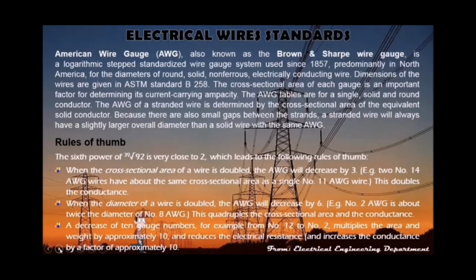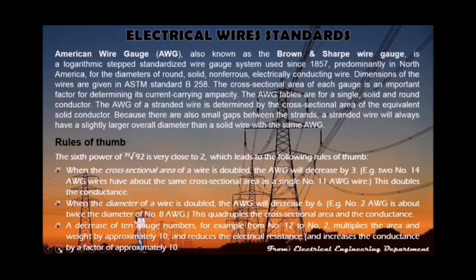Kaya salamat sa American wire gauge, it's easy for us to determine kung ano ba yung kailangan natin gamitin. Tapos sa AWG, may rules of thumb tayo. Yung rules of thumb natin, basahin na lang natin. Mas maiintindihan kasi natin to pag nakita na natin mismo yung table, pero basahin pa rin natin muna. When the cross-sectional area of a wire is doubled, the AWG will decrease by 3.